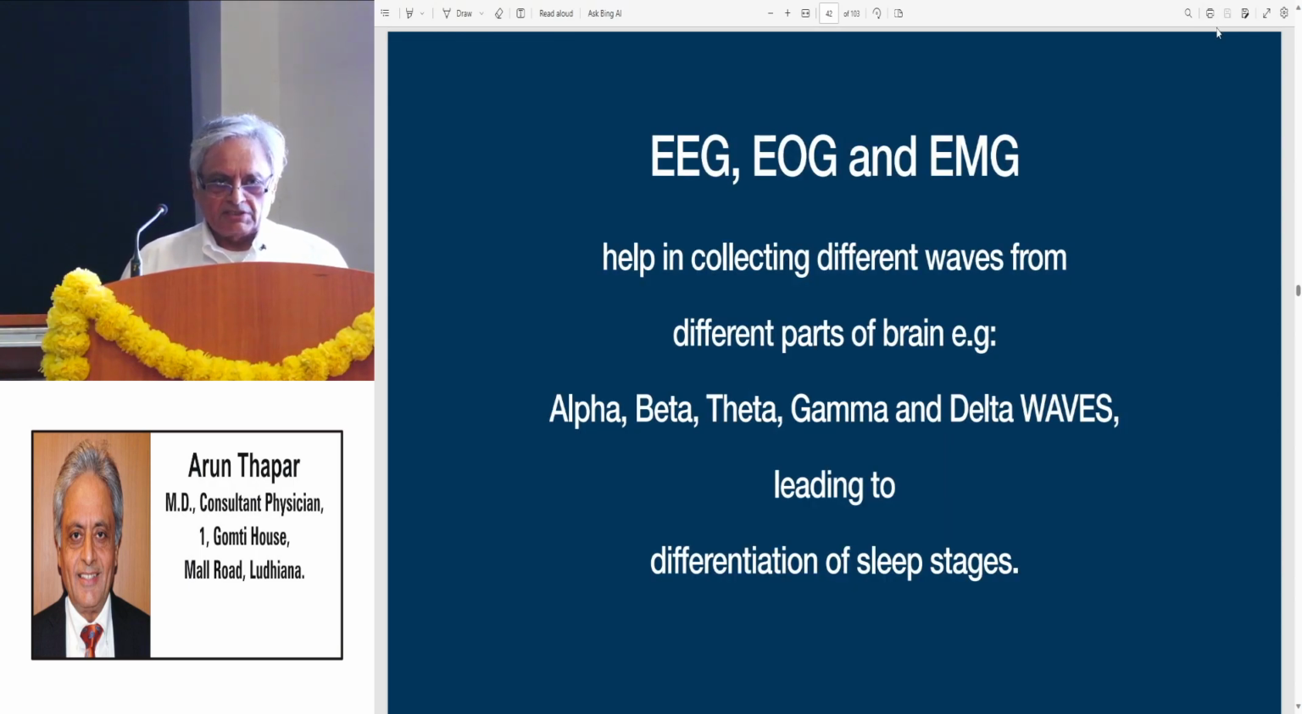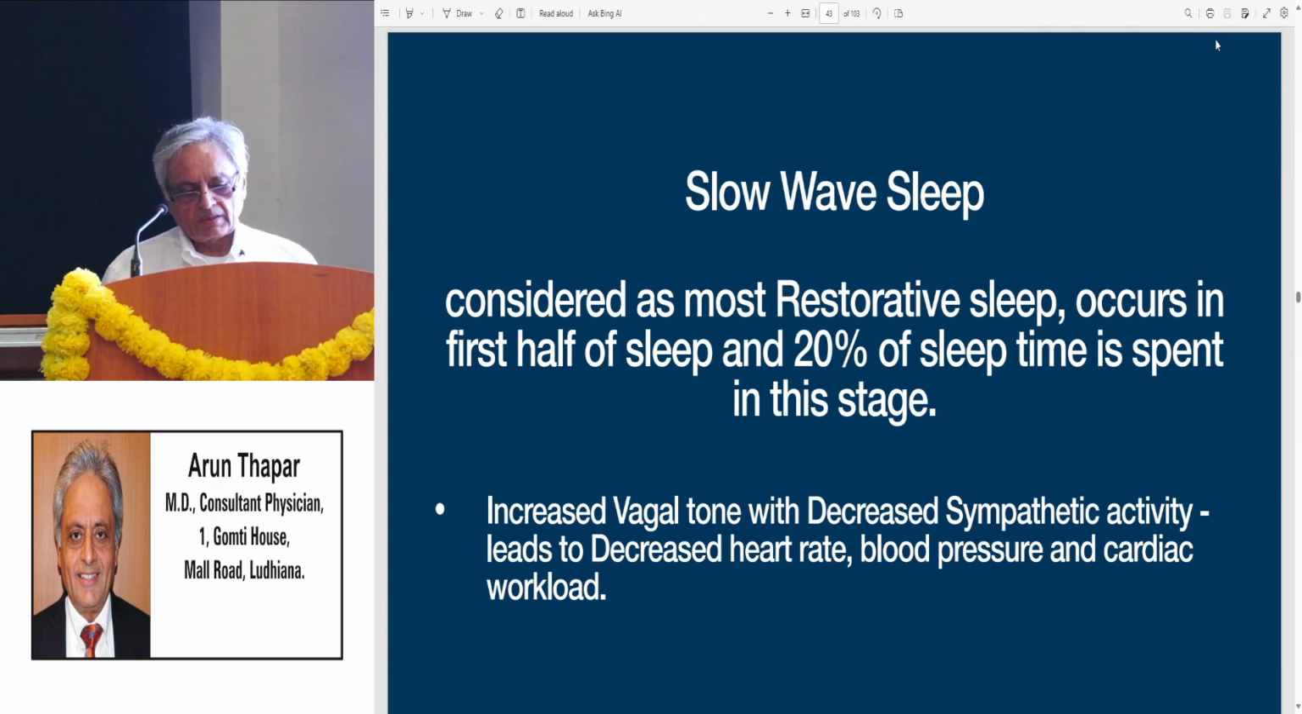Now we diagnose these things, or we observe this sleep pattern, through EEG, electrooculography from the eyes, and electromyography, EMGs. They help in collecting different waves from different parts of the brain, like alpha, beta, theta, gamma, and delta waves, leading to differentiation of the different stages of the sleep.